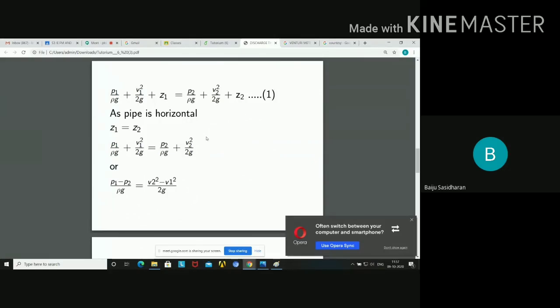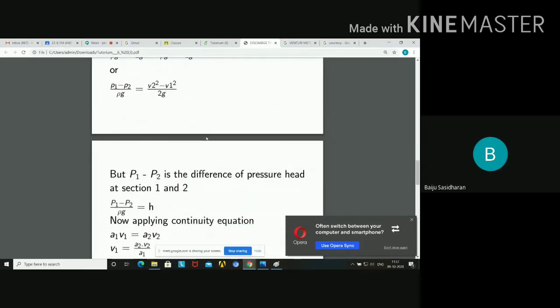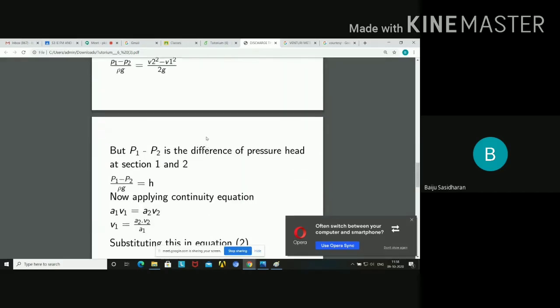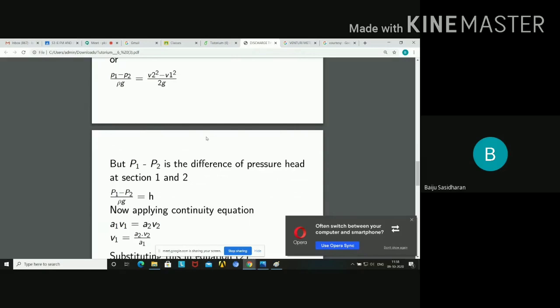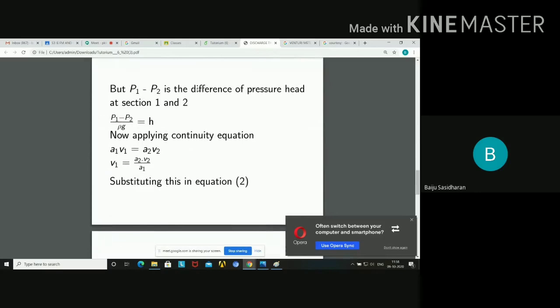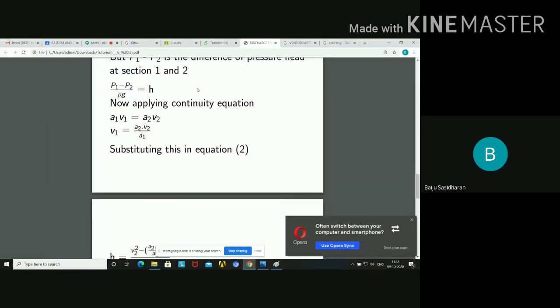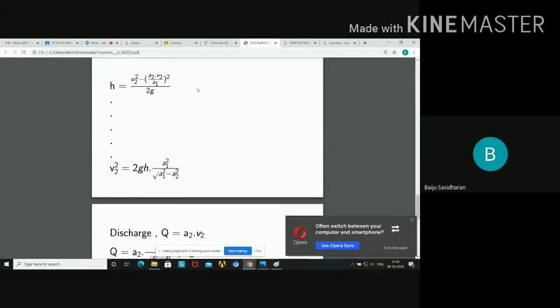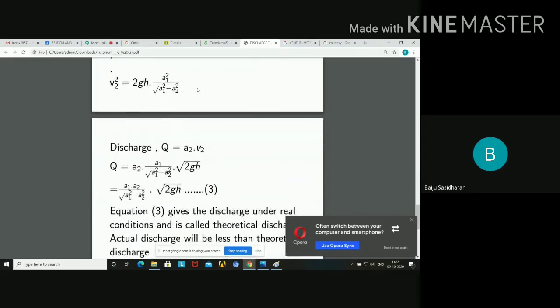From this relation, you see that Z1 is equal to Z2, and you have to find an expression for the pressure difference H. That is H is equal to P1 minus P2 by rho g, which is equal to V2 square minus V1 square by 2g. Also, you apply the continuity equation at the two sections, that is A1 V1 is equal to A2 V2. From there, you find the relation for V1, and substitute the value of V1 in the previous equation. On manipulating that, you will get a relation for V2.